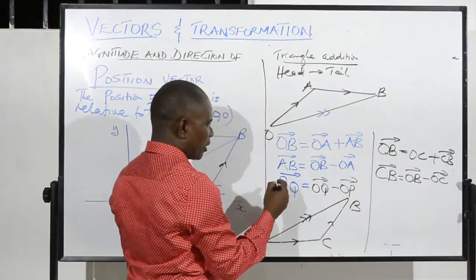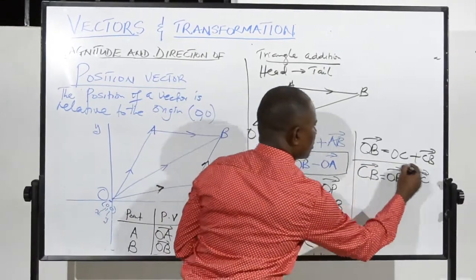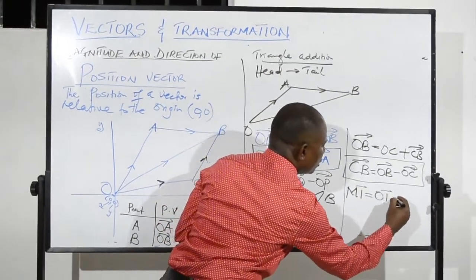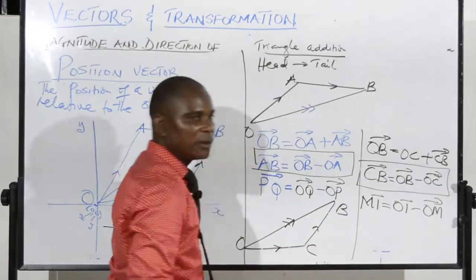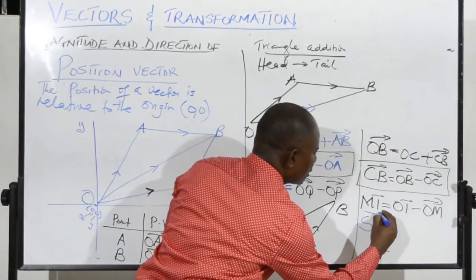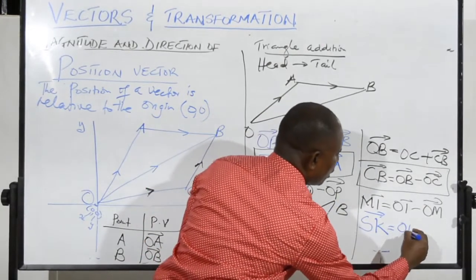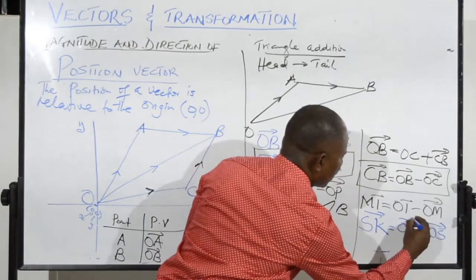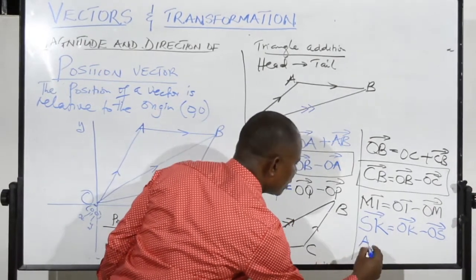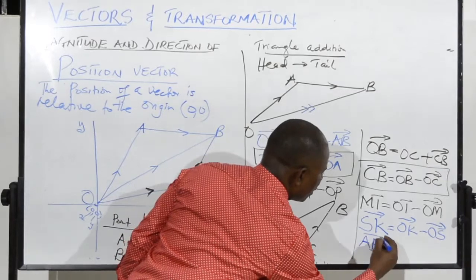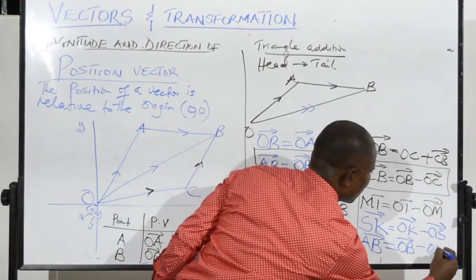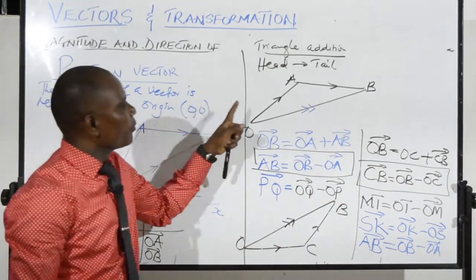Looking at this and this, it's in the same order. So if I have a vector MT, it's going to be OT minus OM. Looking at the same pattern, if the vector is SK, I have OK minus OS, simple like that. If it is AB, it's also going to be OB minus OA. So this is the relationship between the vectors.